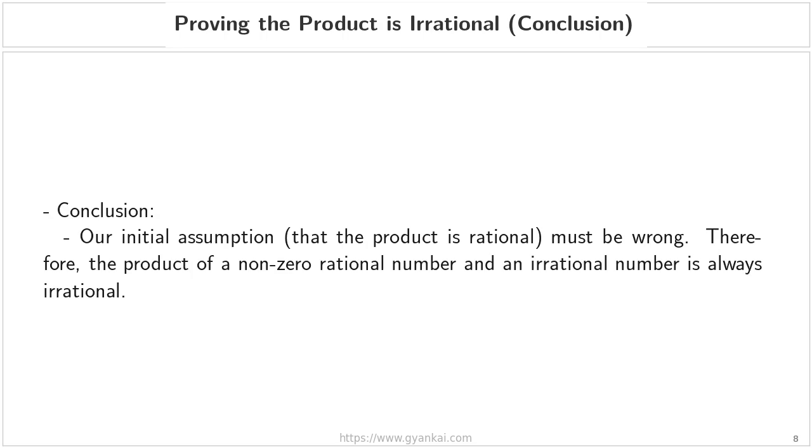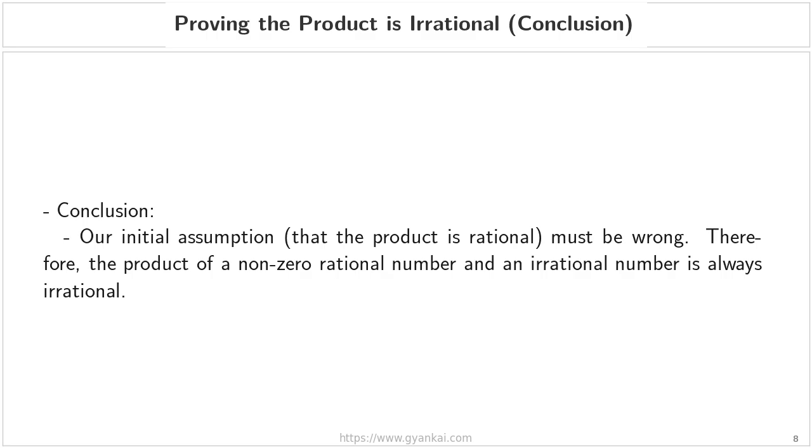Proving the product is irrational, conclusion. So, let's bring everything together for our conclusion. If you look back at the steps we just walked through, we started with a specific assumption in step 1. We assumed, for the sake of argument, that the product was actually a rational number. But as we saw in step 3 and step 4, that assumption led us directly into a logical dead end, or a contradiction, because it forced our irrational number to appear rational.